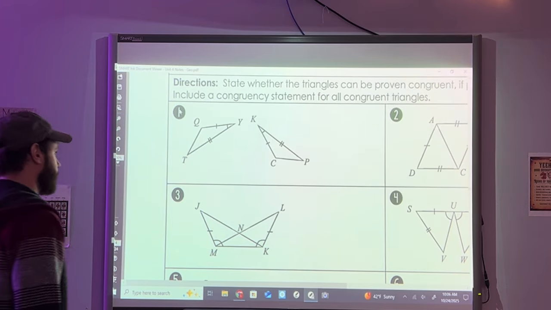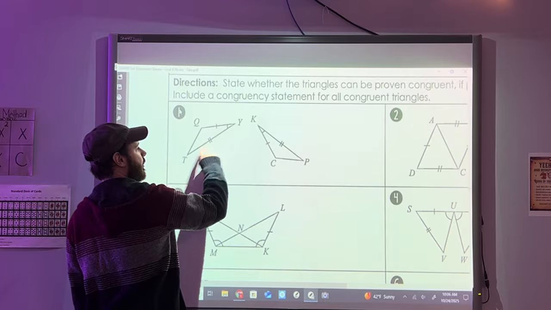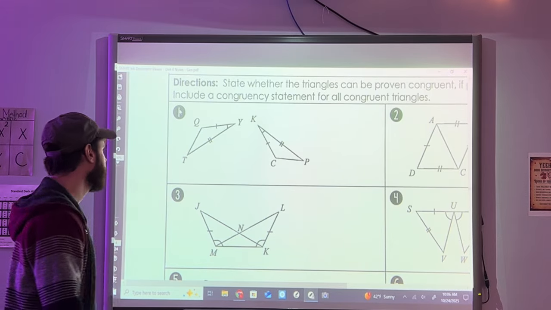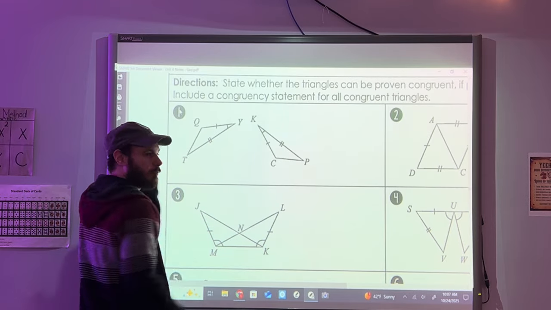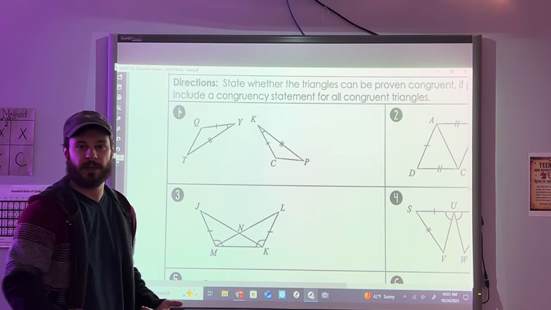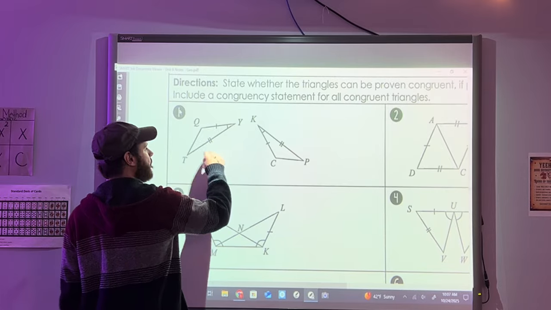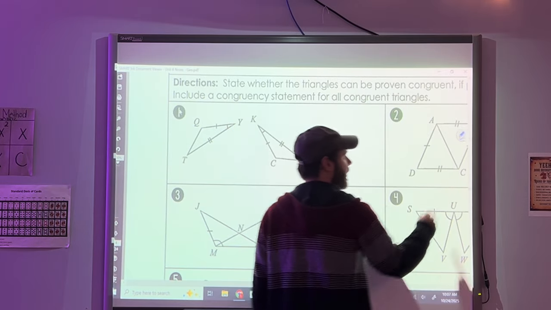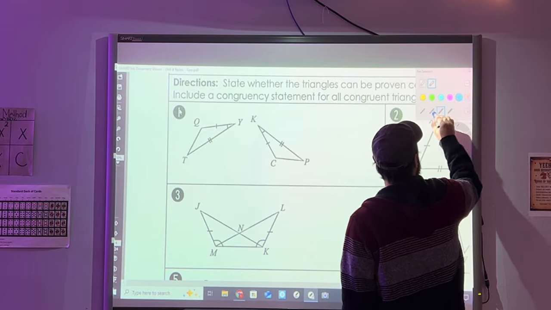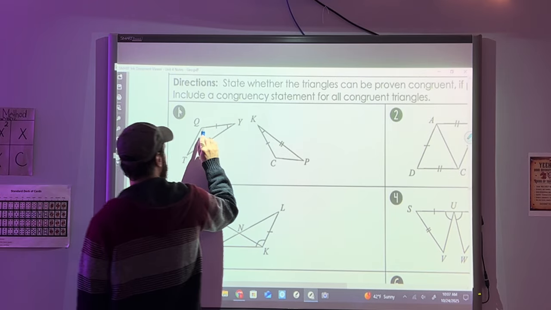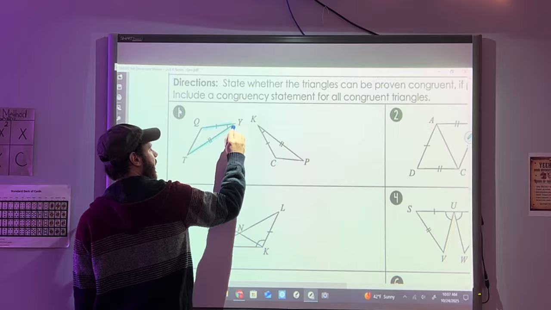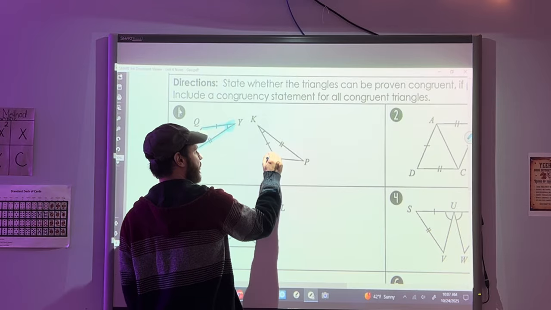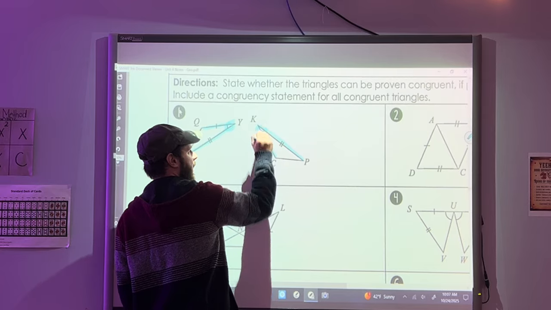Looking at number one. I see a side. I don't see a third side. So it's not side, side, side. It might be congruent, but I don't have enough information on the picture, so I can't make that statement. But what I do have are two sides leading to an angle. So I have that nice sandwich of side, angle, side. I got a side, side, and in between, I got an angle. So this over here, side, side, angle.